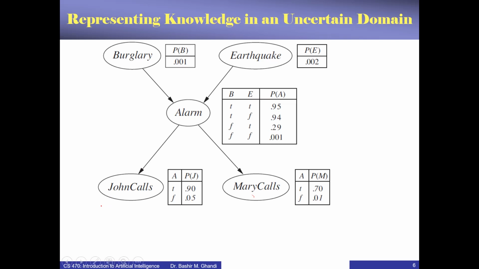For John calls, as you can see, it's purely based on whether the alarm sounds or not. Although we said sometimes John misses a telephone ring with the alarm, so he may call even if the alarm does not sound. So the probability of John calling if the alarm sounds is 90%. For Mary, as we said, she enjoys loud music, so her reliability is not as good as that of John. She calls about 70% of the time if the alarm sounds off. And she calls with probability 0.01 even if the alarm doesn't sound off.